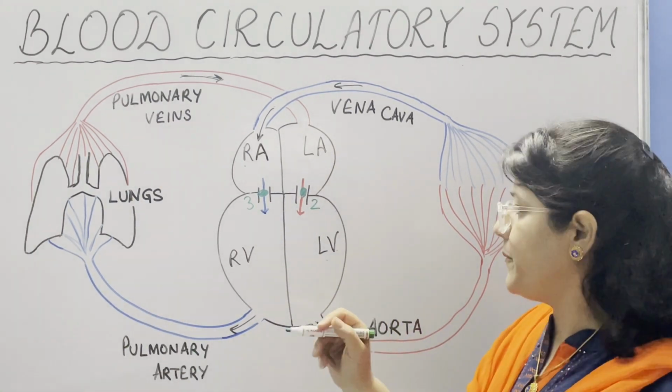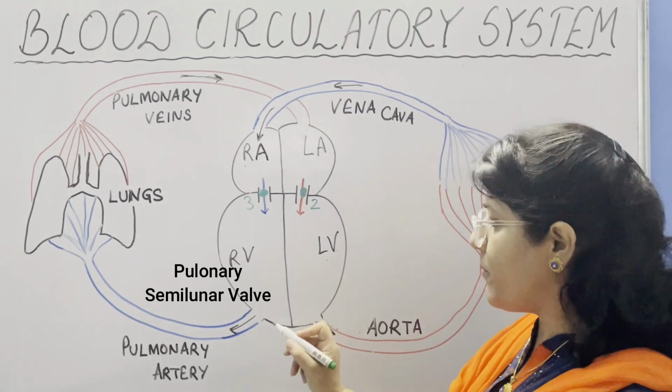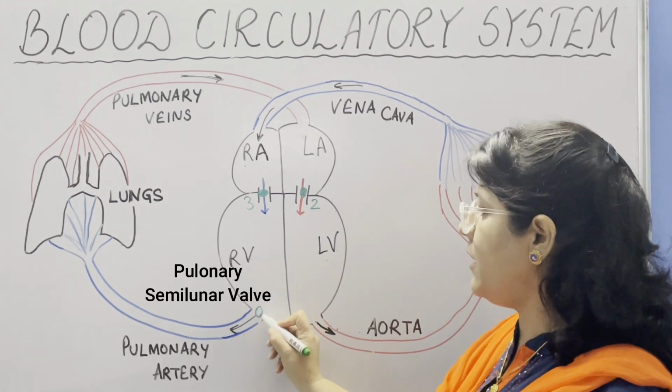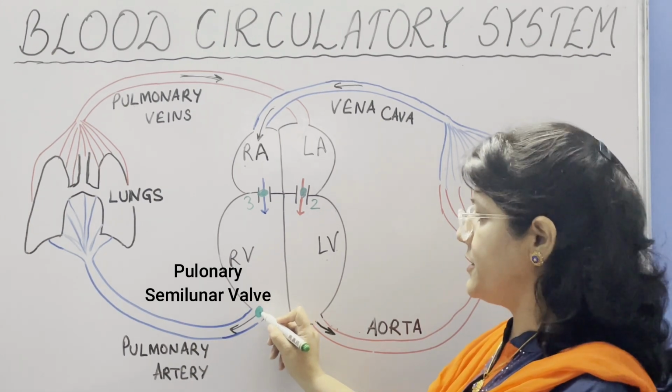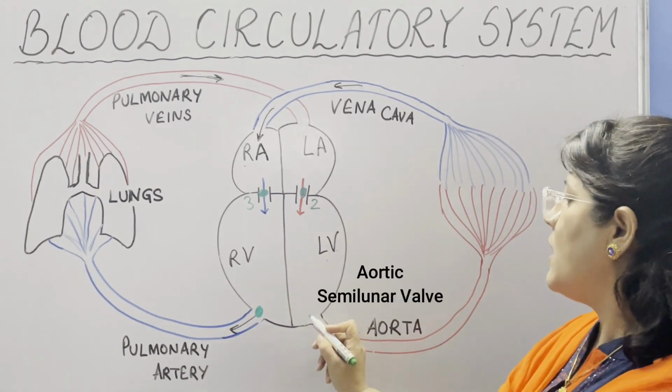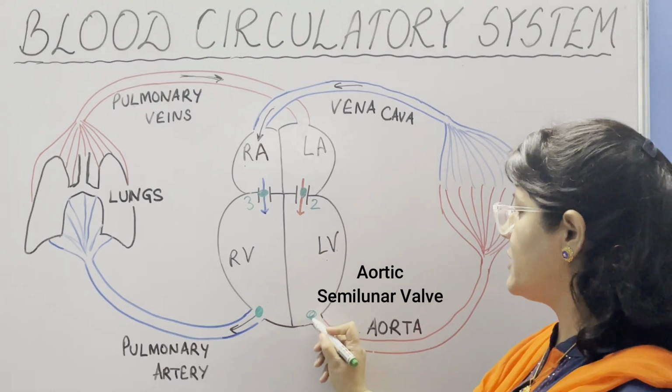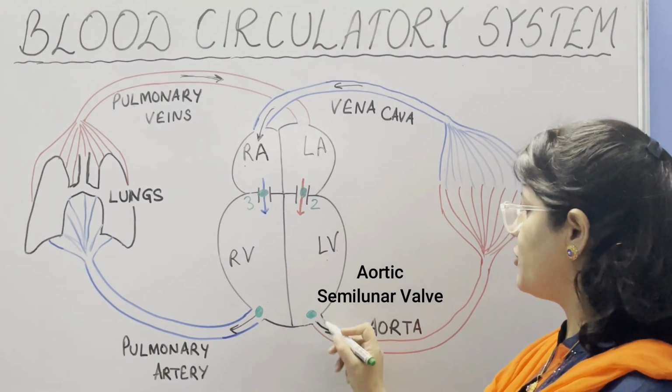Next is the pulmonary semilunar valve, which is at this junction where the pulmonary artery is originating. Then last is the aortic semilunar valve, which is at this position, at the origin of the aorta.